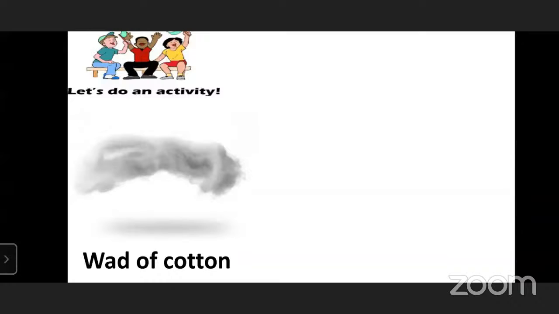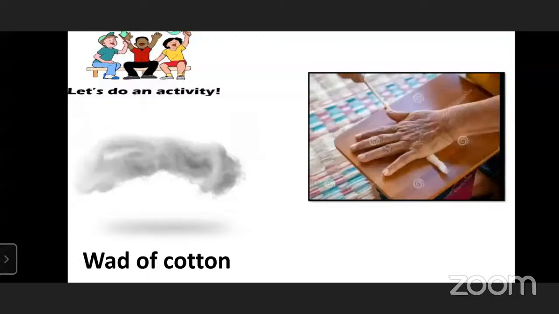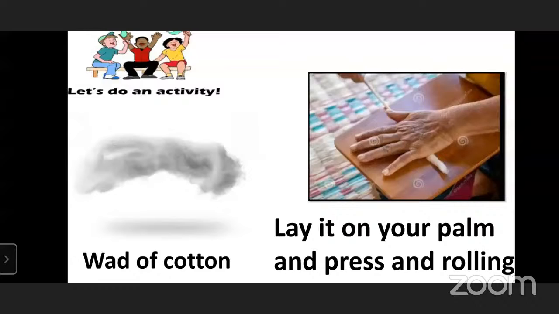What we have to do? We have to place it down. Okay, and then we have to lay it on your palm and press it with the other hand, and roll it in one direction. And then we have to roll it out. Okay, you can see here in this picture how it is done. In this way, we will get a long one.